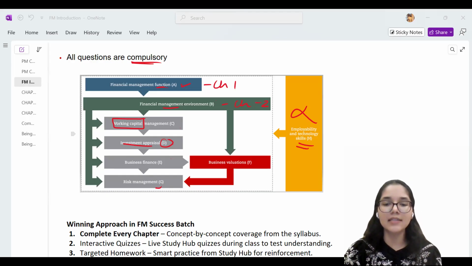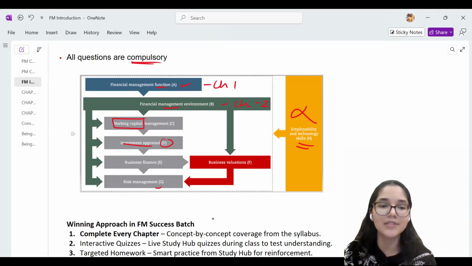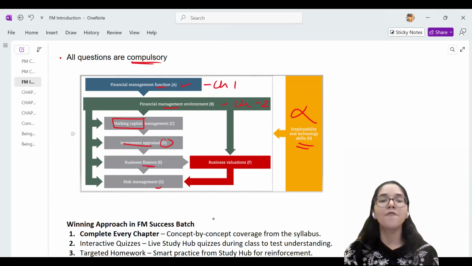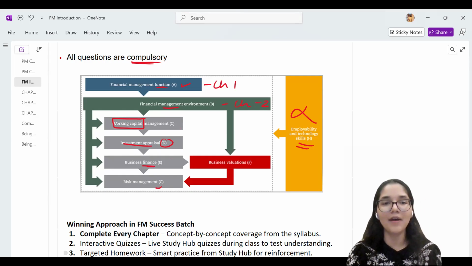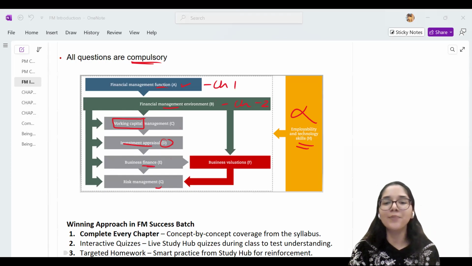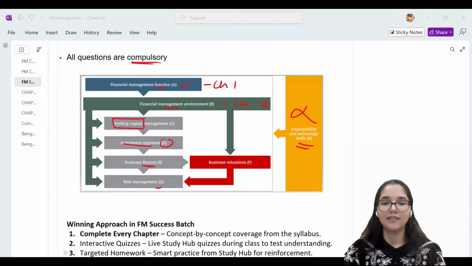Then, if you see the syllabus area E, the name of syllabus area E is business finance. Finance, what do you people understand by the term finance? You're all sitting in the class of FM, financial management. Do you people know the meaning of the term finance? In simple words, what's the meaning of finance, guys? Come on, guys, be participative.